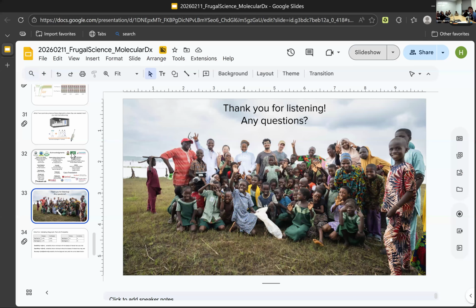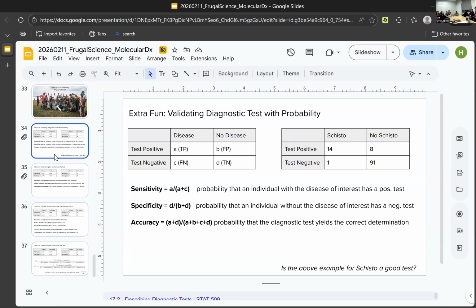For the extra fun part, I was just going to go over some fun ways to validate the diagnostic test using probability.